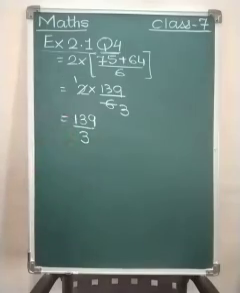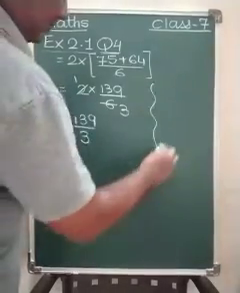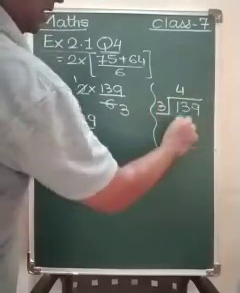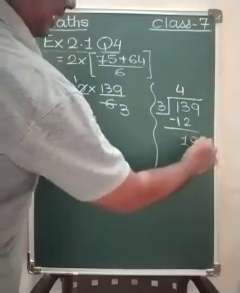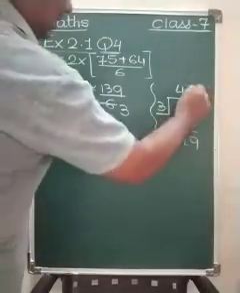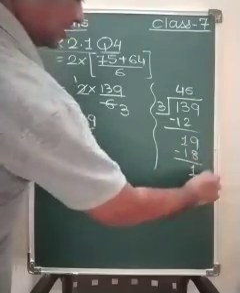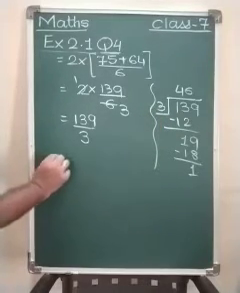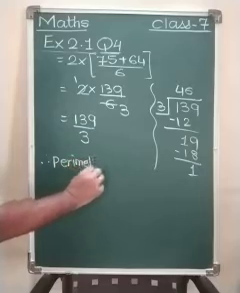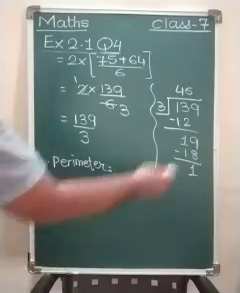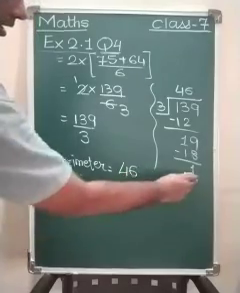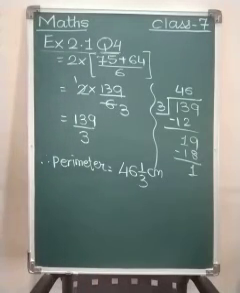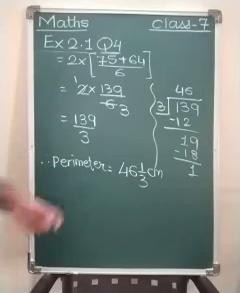Again, 139 upon 3 is an improper fraction, so convert it into a mixed number. 139 divided by 3. 3 fours are 12, 3 sixes are 18, 1 is the remainder. So quotient, remainder upon divisor. Therefore, perimeter equals to quotient 46, remainder 1 upon 3 centimeter. And this ends our question number 4 here, and we stop here only. Thank you.